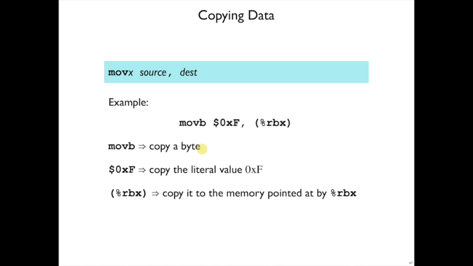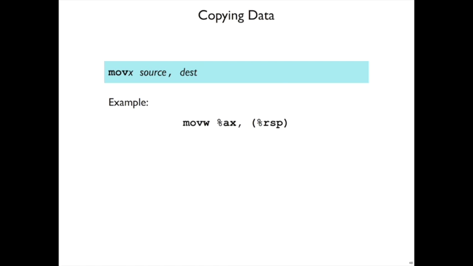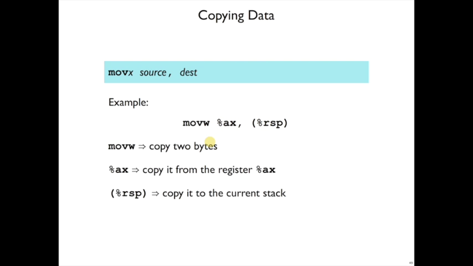Now that has to be a value that fits in a byte, otherwise this wouldn't make sense. Okay. And where we're copying it to is you take the address that's in RBX, and we're going to put it in that place in memory. Here's another example. This says movw %ax, (%rsp). So in this case we are copying 2 bytes because of the W. We're copying it from the register %AX.